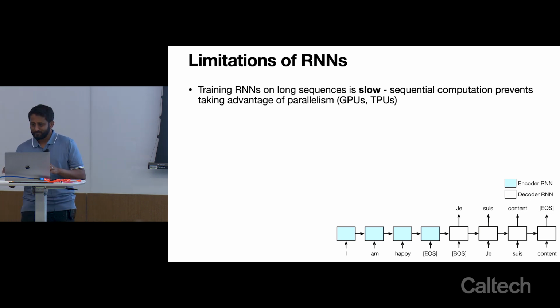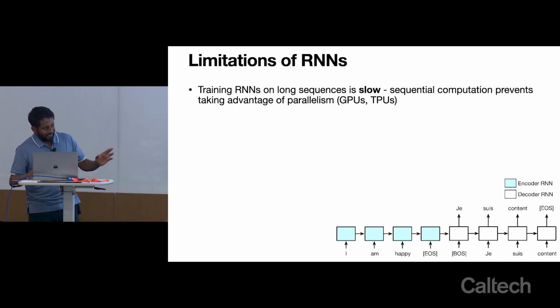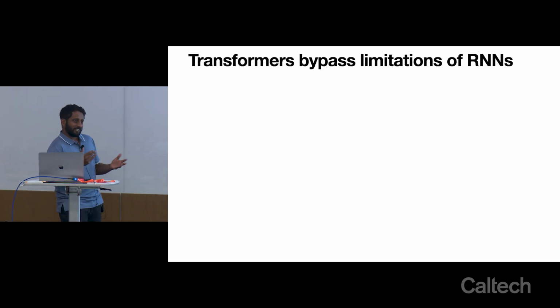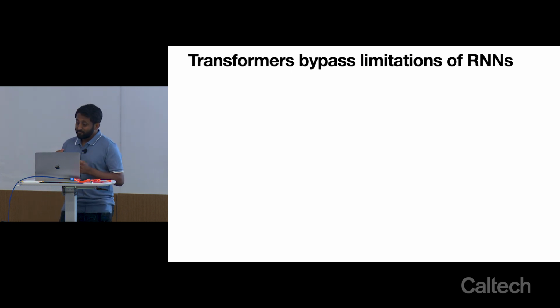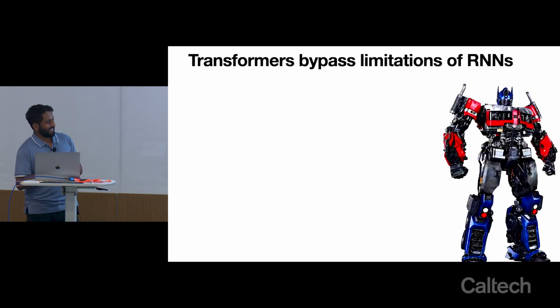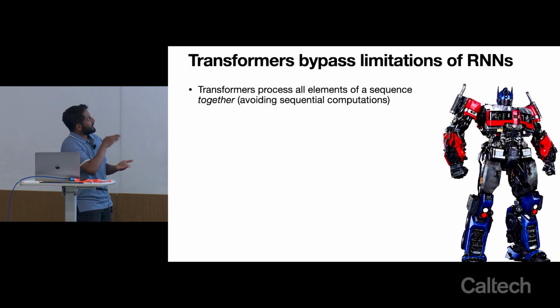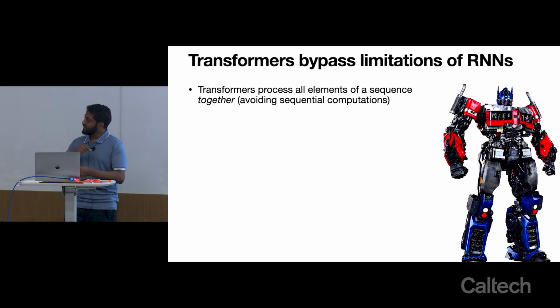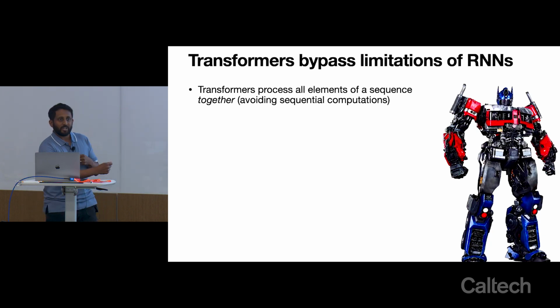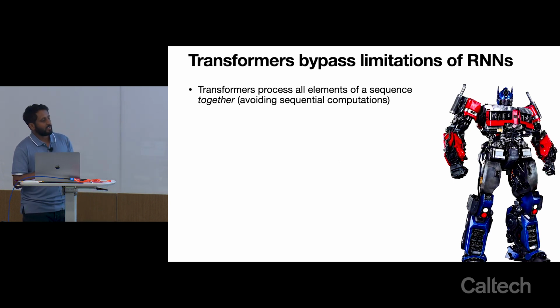Okay. All right, so those are the issues. Now, transformers, 2017. Transformers bypass all three of these issues of recurrent neural networks, and that's made them super powerful. It has really changed the game here. The key difference is that transformers process all elements of a sequence together. So they avoid this sequential computation. There's no waiting on the output of the previous computation in order to proceed. You can just do everything all the time.